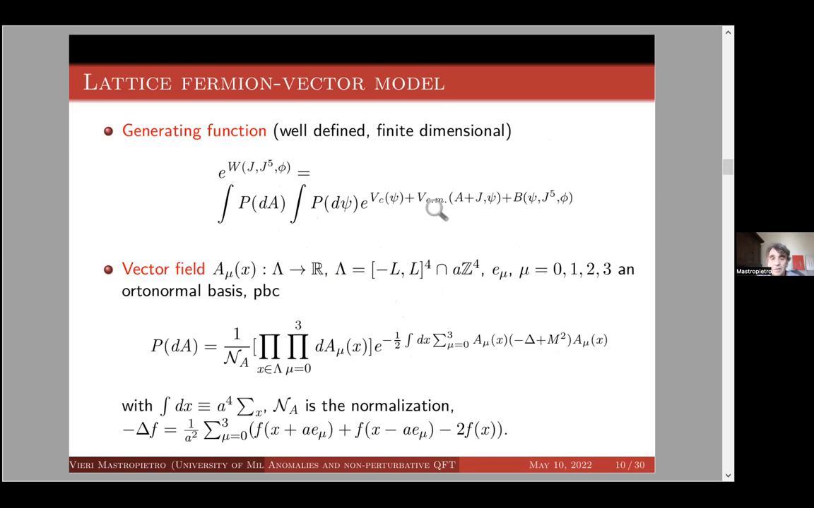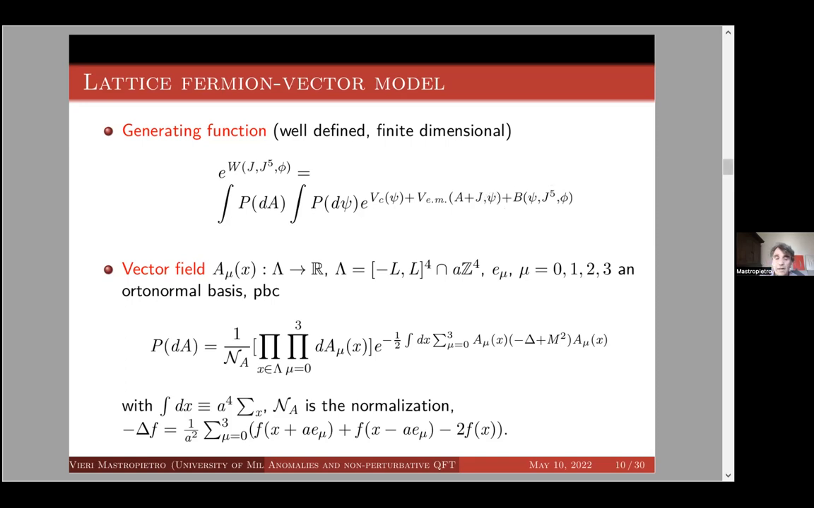So dμ in dA is the Gaussian integration, and dμ in dψ is the integration for the free fields, the free Gaussian, free fermion field. Vc is a counterterm that I have to introduce if I want to describe a massless theory. B is a source term. If you want to consider the correlation, then you take the derivative with respect to the external fields, J5 or phi. And J also is an external field, okay?